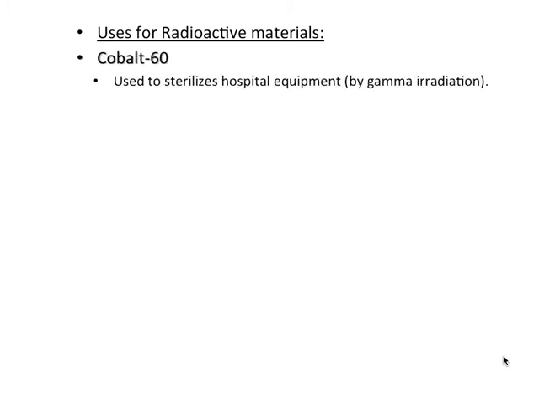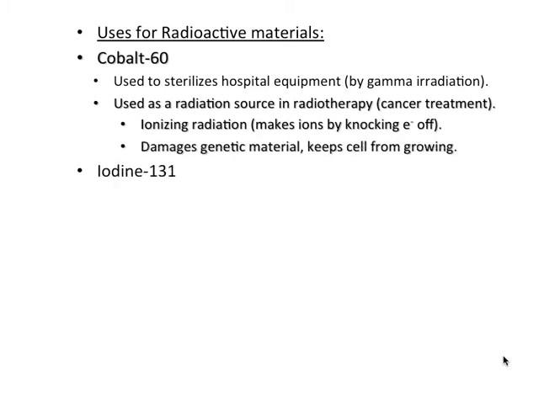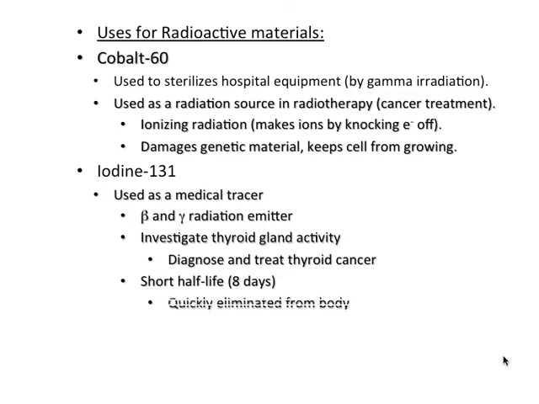So one thing that we slid over in the previous screencast is the uses for radioactive material. Cobalt-60 is used to sterilize hospital equipment using gamma radiation. It is used in cancer treatments, radiotherapy. Iodine-131 is used as a medical tracer. It emits both beta and gamma radiation, and they can track that. Diagnose and treat thyroid cancer. It has a short half-life.